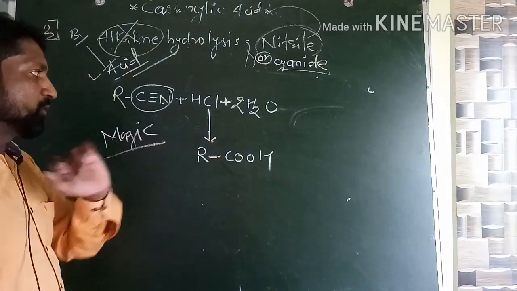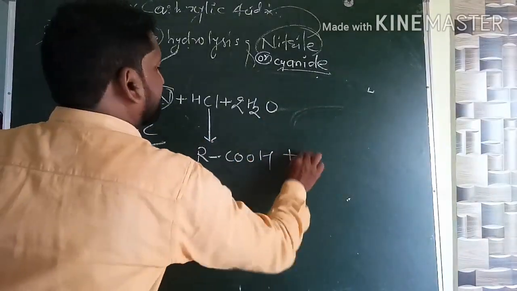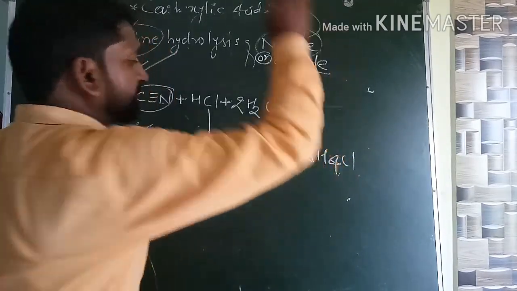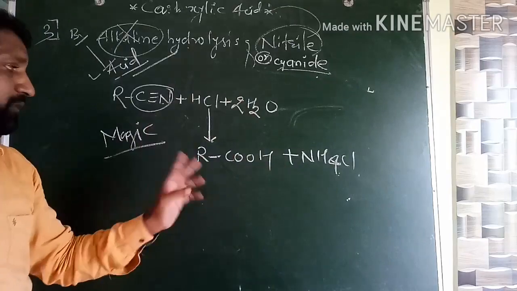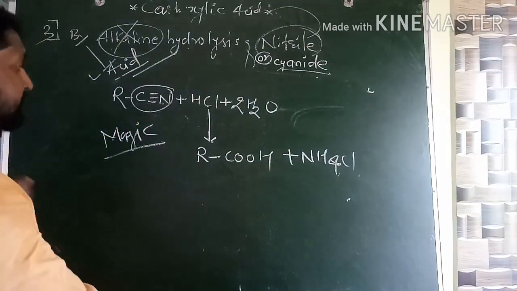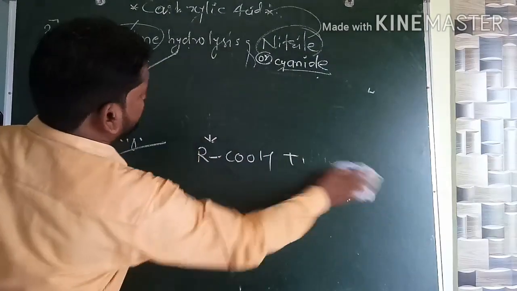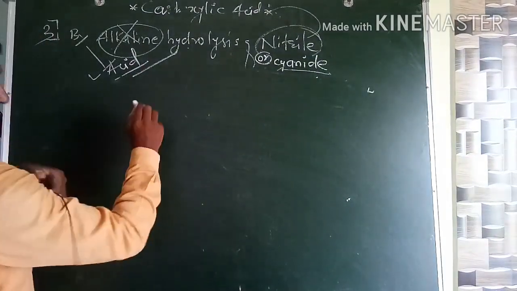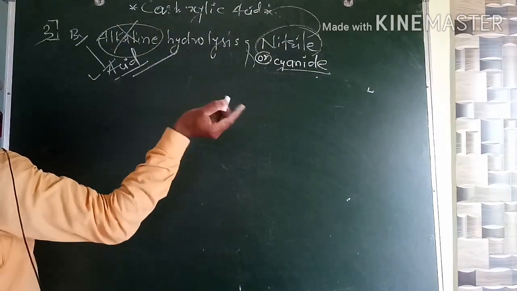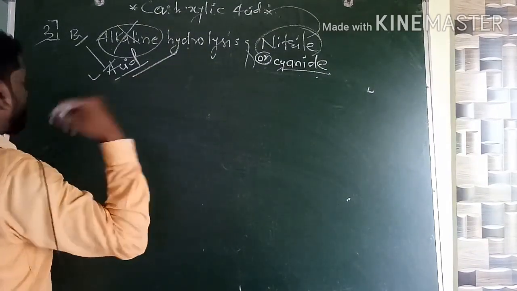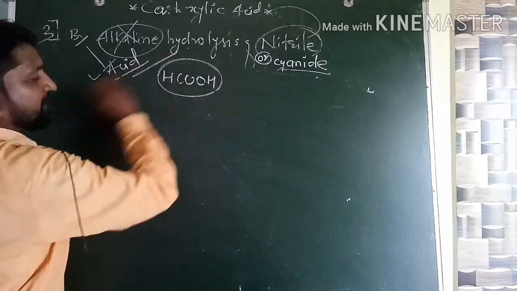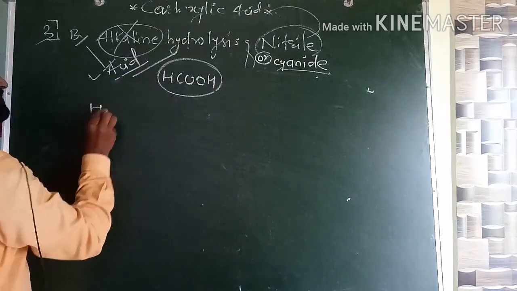Now let us go for the formality. What will happen? NH4Cl, ammonium chloride, and the corresponding acid. Shall we go for one reaction? Of course, we will go for one reaction. See the reactions. What is that reaction? Everybody see. We will prepare formic acid here. Can we? Yes, we can.